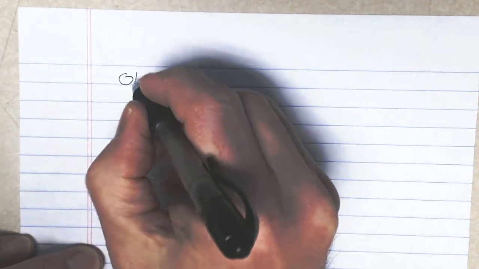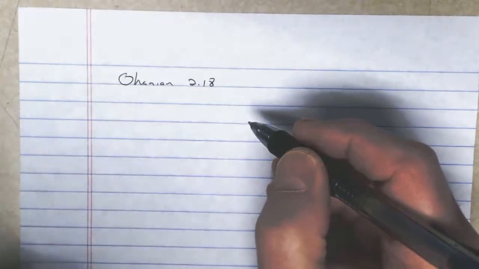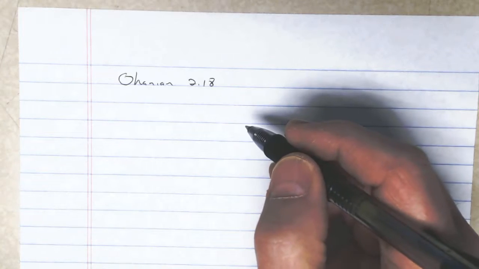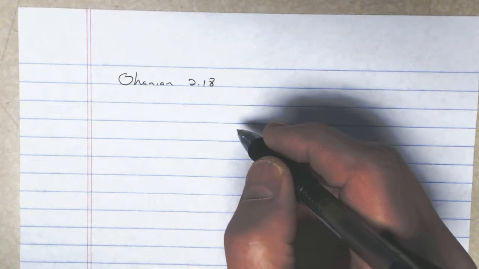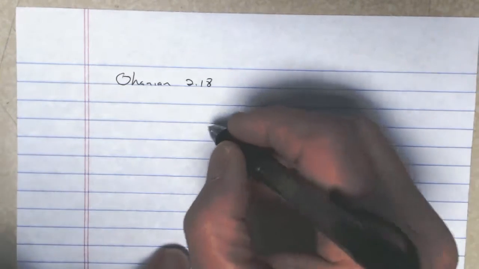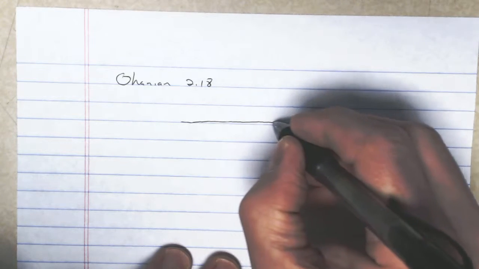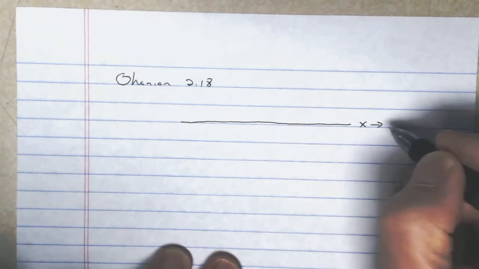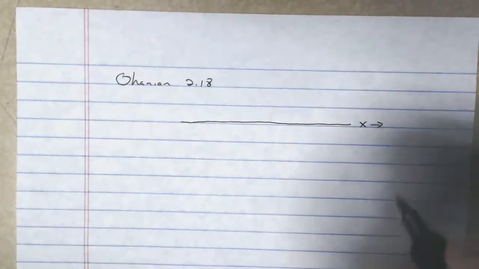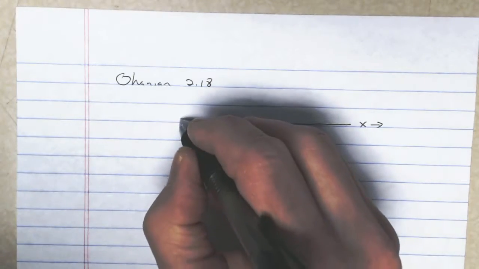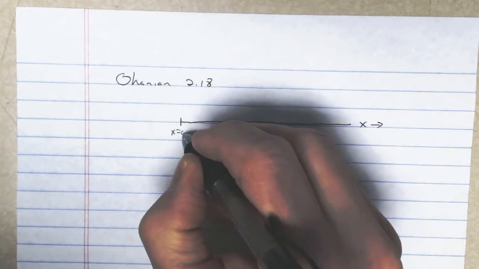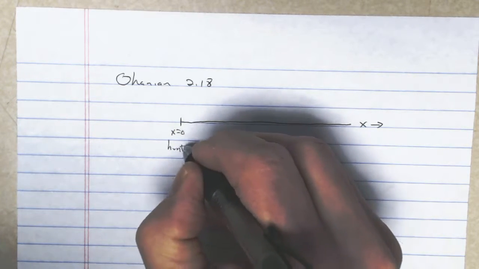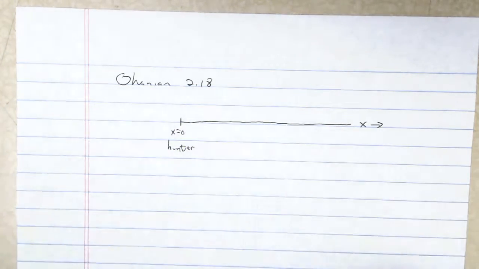So let's do Ohanian problem 2.18, one of the practice problems for our first homework assignment. Ohanian says a hunter shoots an arrow at the deer running directly away from him. So we know this, first of all, is a one-dimensional problem. I'll define an x-axis with x in the positive direction. And I'm also going to go ahead and choose my origin, x equals 0, where the hunter is. I want to be the hunter and not the deer.